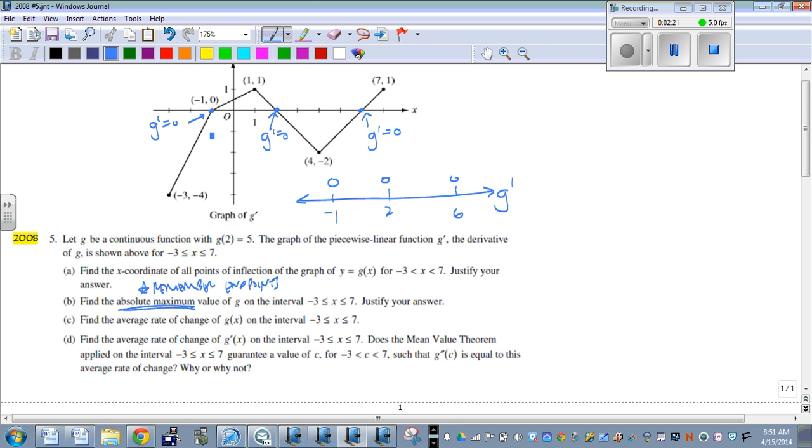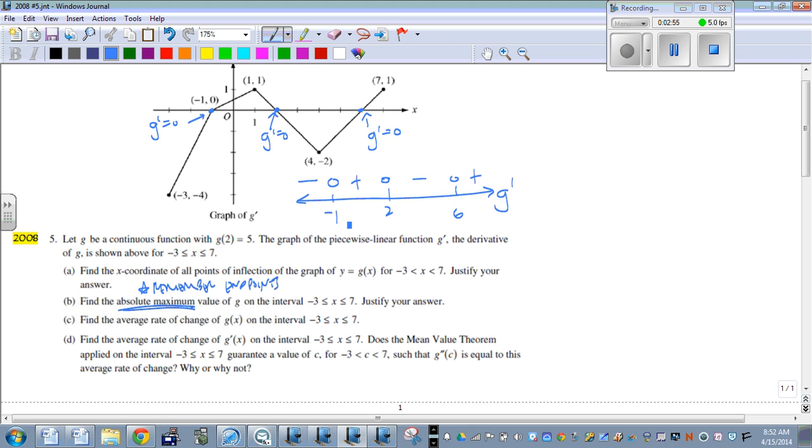To the left of -1, remember this is the graph of the derivative, so the y value represents the derivative. The y value here is always negative, right? It's below the x-axis. Then between -1 and 2, the y value is above the x-axis, so the y value is positive, which means the derivative is positive. Between 2 and 6, the y value is always negative. And then to the right of 6, the y value is positive, so the derivative is positive.